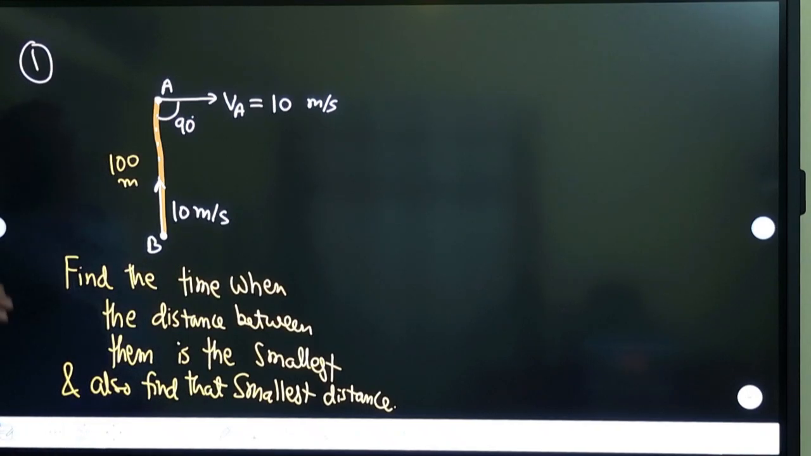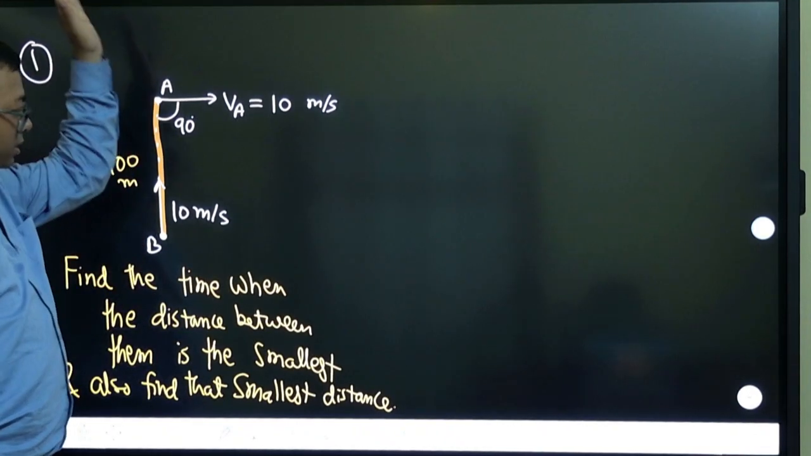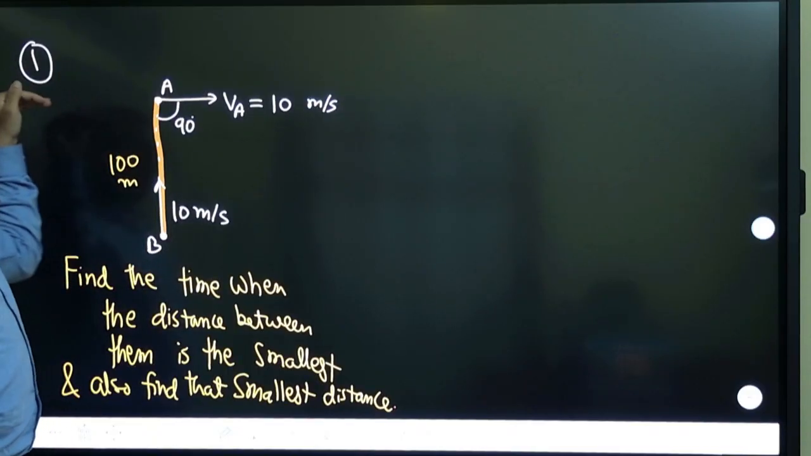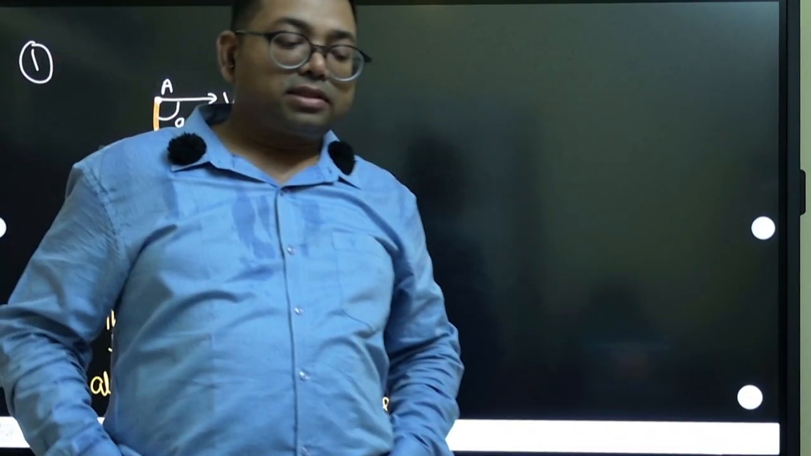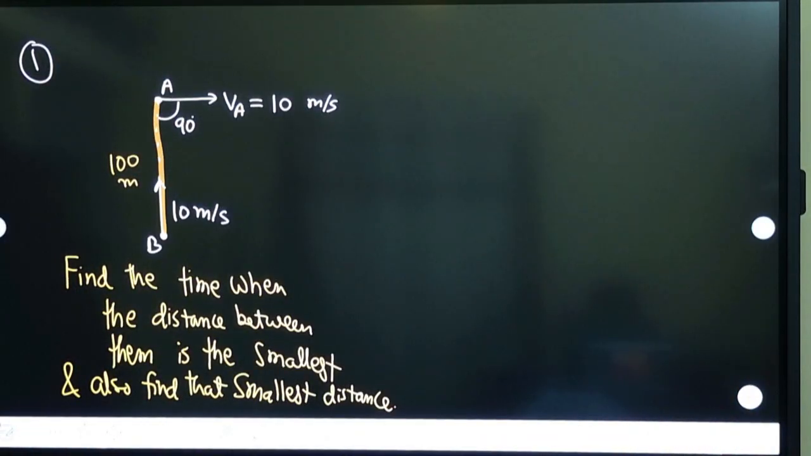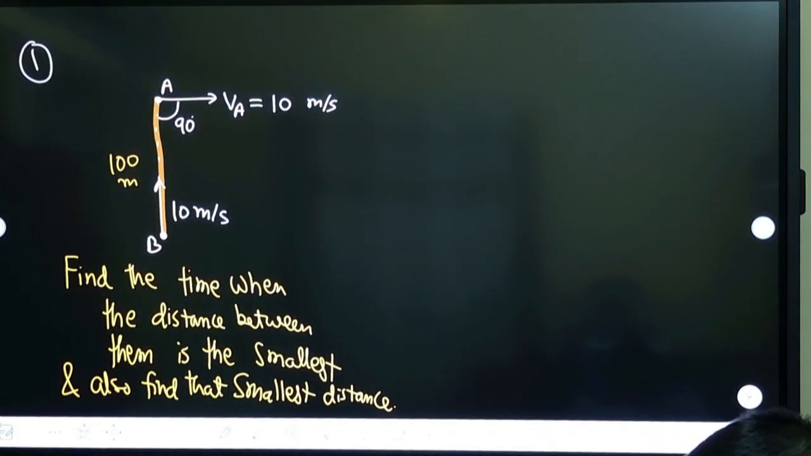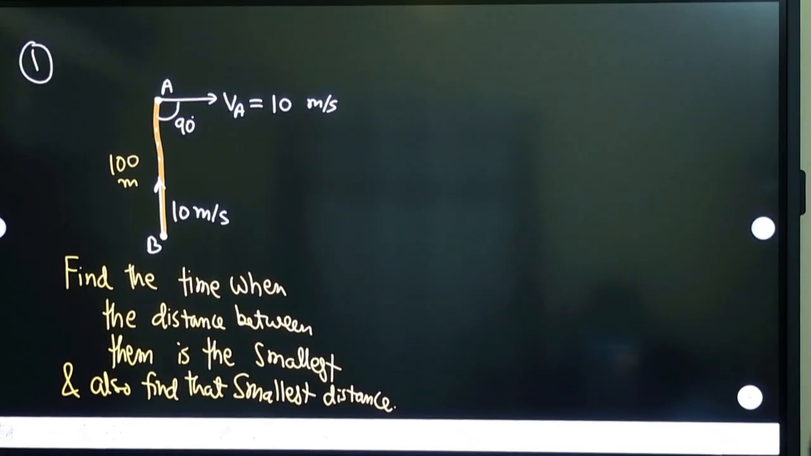Okay, so note that B is going in this direction in a straight line, and A is going in this direction in a straight line. When will their distance become minimum? That is the question. How will you solve it? You have to apply relative motion.